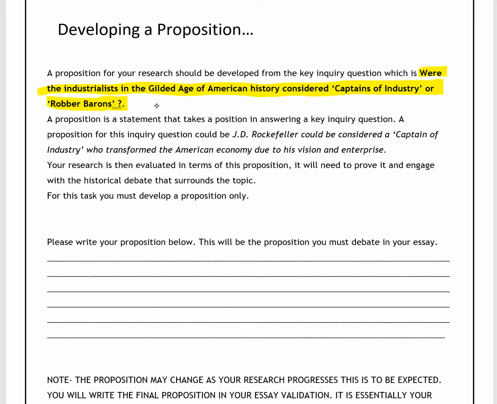An example of a proposition could be that J.D. Rockefeller could be considered a captain of industry who transformed the American economy due to his vision and enterprise. That's taking the more positive spin on it. It's really good to use keywords from the question. You can see the industrialist I'm looking at is J.D. Rockefeller, and I've put considered, and then of course popped in my position.